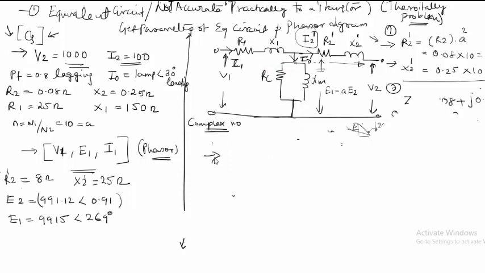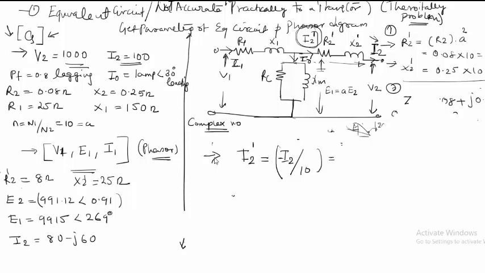The next point is finding my I2 dash. So I2 dash is equal to I2 divided by 10. This was your load current, which is I2, and whatever current you are getting here is your I2 dash. I2, whatever you have found out, was 80 minus j60, and your I2 dash will be minus of this.